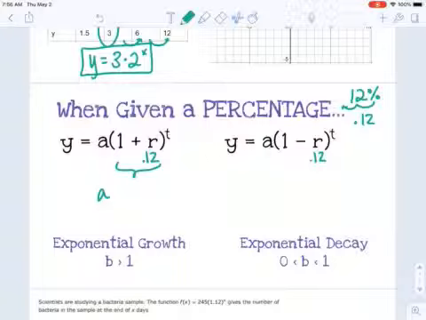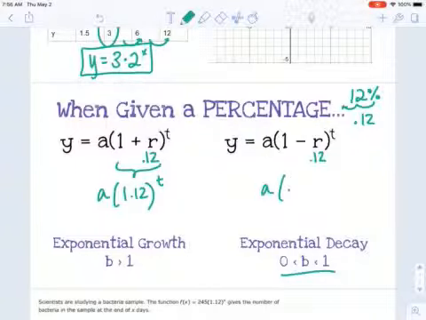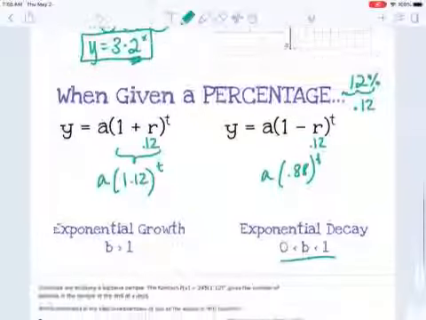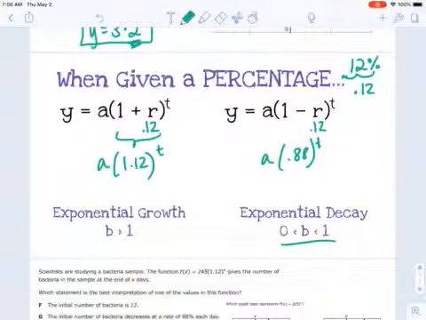It's just that this B value has been broken down into 1 plus R. If it's growing, your B is going to be greater than 1. So in this case, it'd be like 1.12. That is bigger than 1, right? Or if it's decaying, it's going to be a number in between 0 and 1. So again, if it was 12%, you would end up with 0.88. So this is the same as the problems above because 2 is greater than 1, so it is increasing. It just so happens that when you have a percentage, you just have to work a little bit harder to figure out what that formula should say.